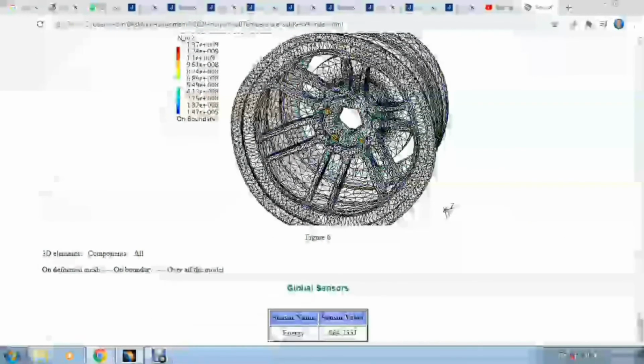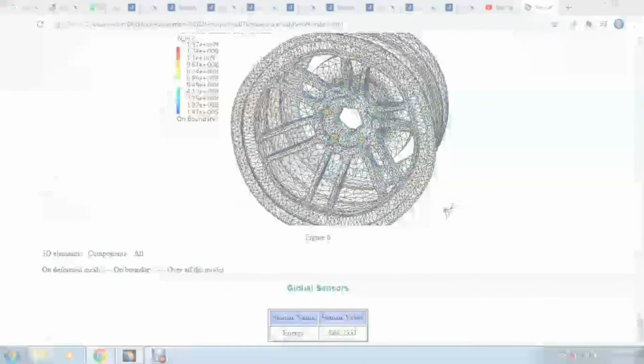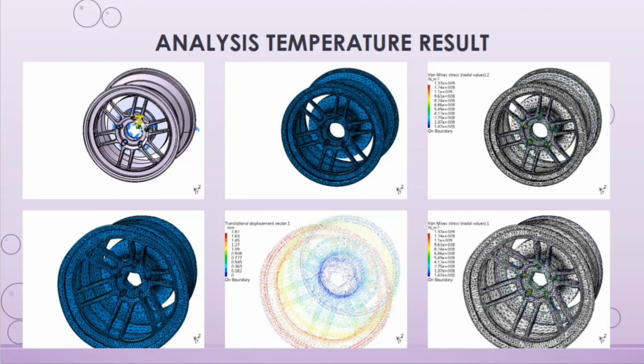This is the analysis of the temperature result done on the product.